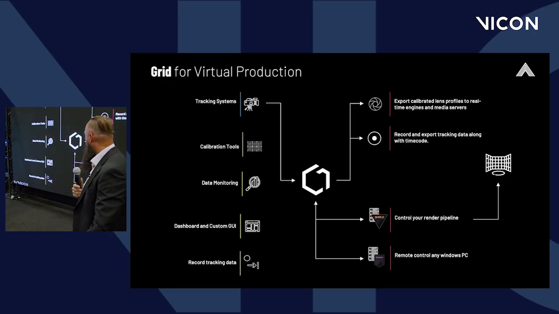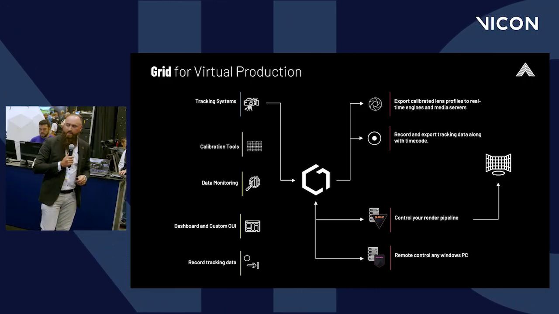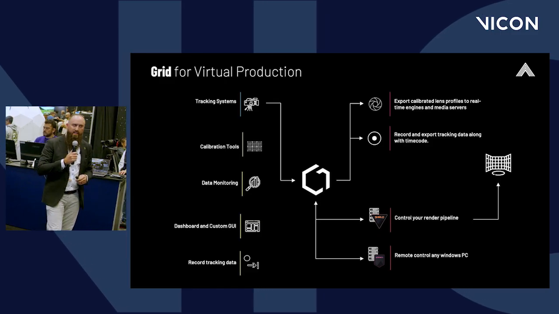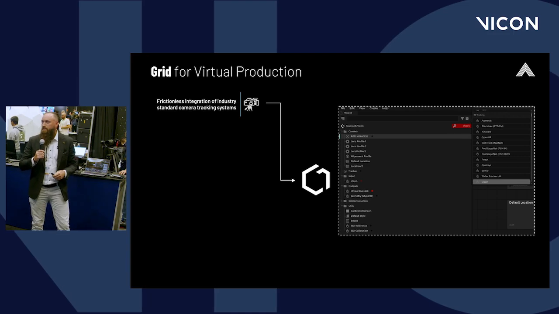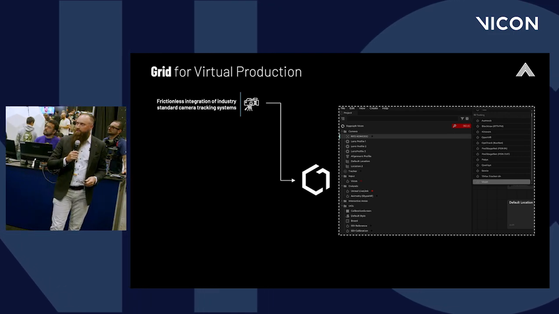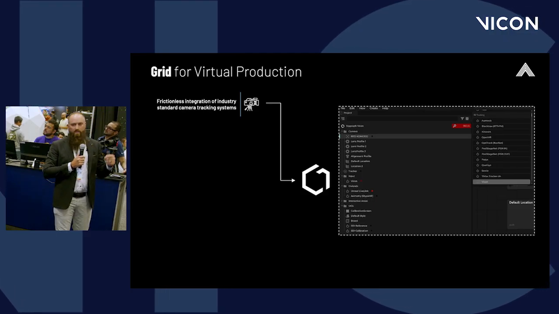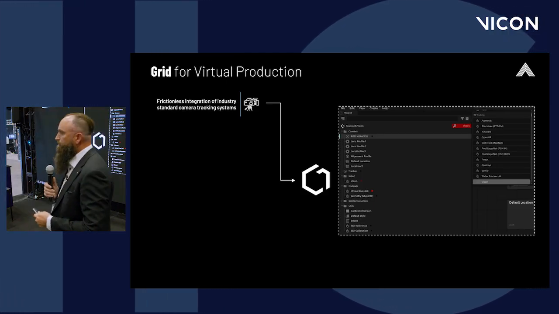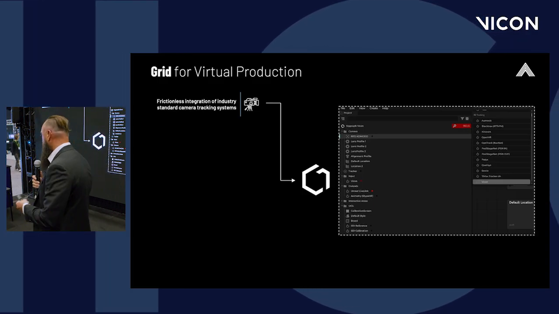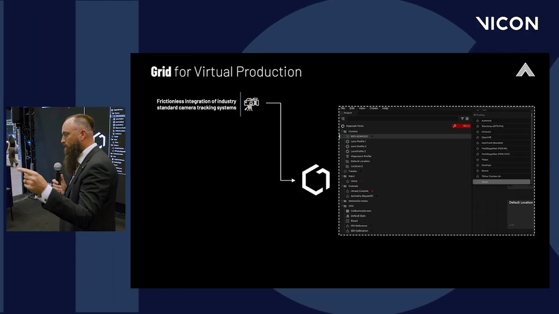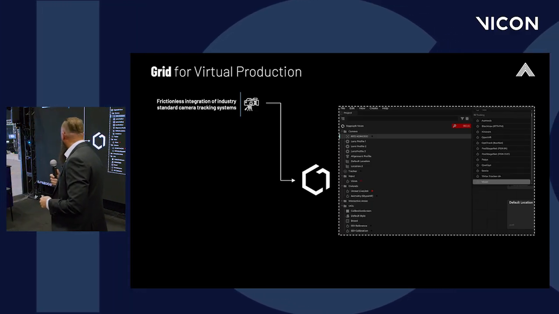So what you're looking at is everything that's coming in and going out of SP Grid, with SP Grid being that connective tissue between all these systems and devices. It starts off with frictionless integrations of pretty much every industry standard protocol for tracking systems. Vicon is one of the preferred vendors that we work with. They have a great tracking system that we can feed in, not just the tracking data, but hopefully soon we'll be integrating with their marker systems as well.